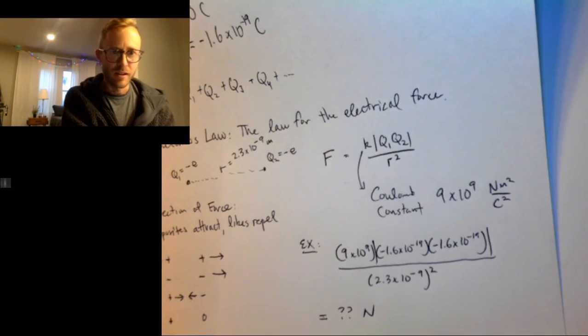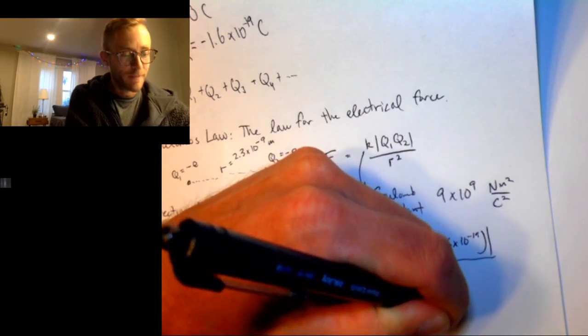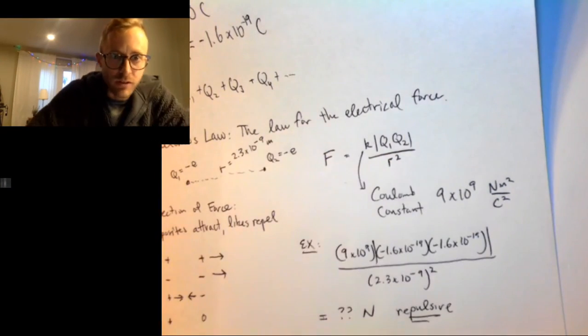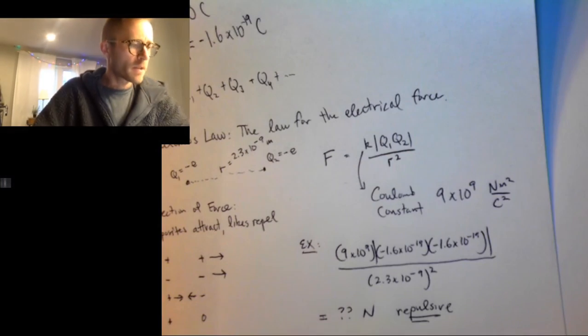And then as far as the direction of the force, it would be repulsive, because an electron and an electron are like charges. Okay? I am going to flip the page over and just talk really briefly. I'm almost done.